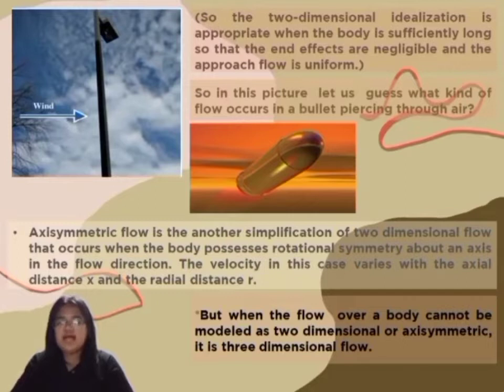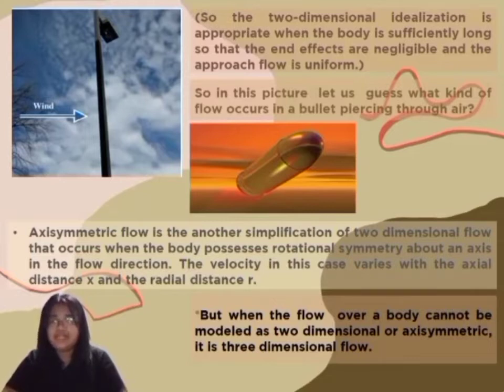So in this picture below, let us guess what kind of flow occurs in a bullet bursting through air. The flow that occurs in a bullet bursting through air is an example of axisymmetric flow. Axisymmetric flow is another simplification of two-dimensional flow that occurs when the body possesses rotational symmetry about an axis in the flow direction. The velocity in this case varies with the axial distance, denoted by small letter x, and the radial distance, denoted by small letter r. But when the flow over a body cannot be modeled as two-dimensional or axisymmetric, it is three-dimensional flow.